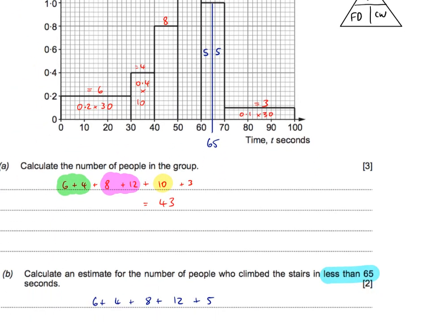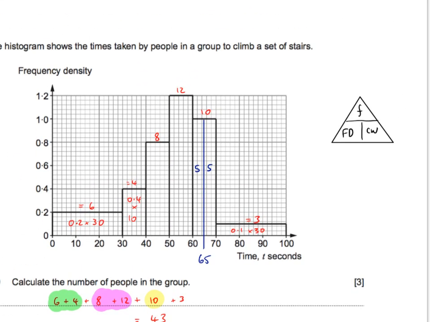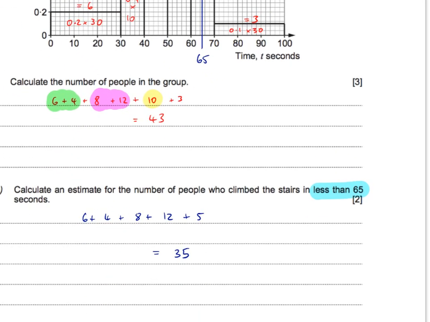And then because we wanted less than 65, we were interested in these 6, these 4, these 8, these 12, and then 5 of that bar there. Added those together and got 35.